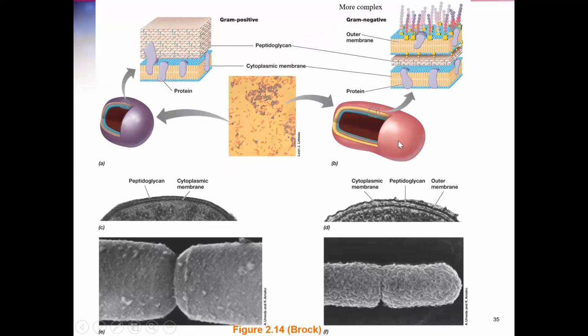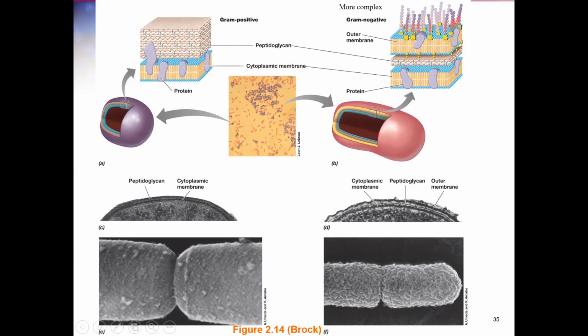Bacteria like E. coli are Gram negative. That's why we can classify all bacteria into two kinds: Gram negative and Gram positive. Here are more features. Gram positive bacteria, like Bacillus, have quite thick peptidoglycan on the cell wall. E. coli only has a very thin layer of peptidoglycan.